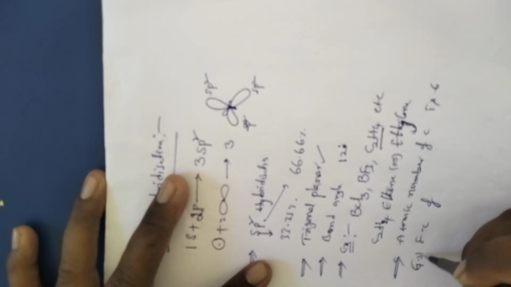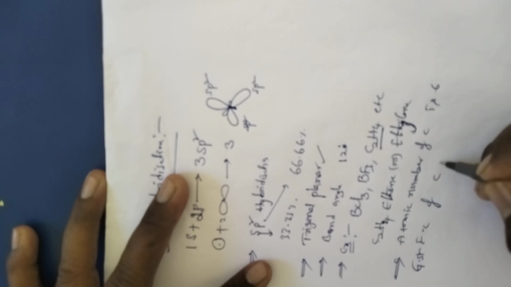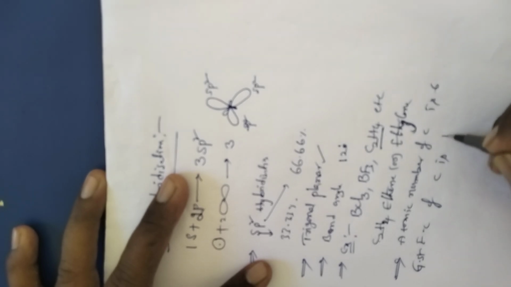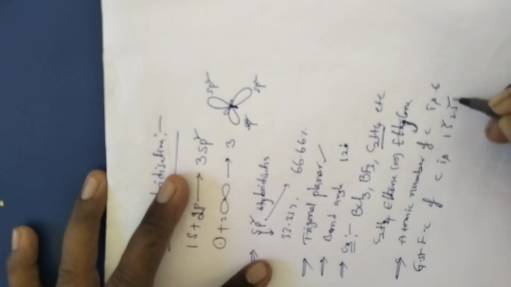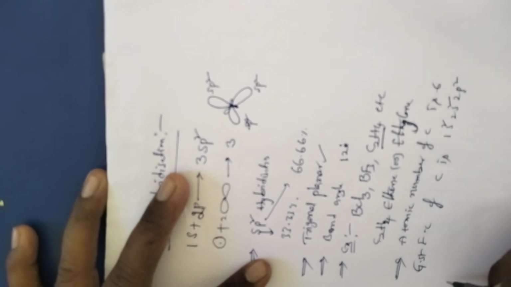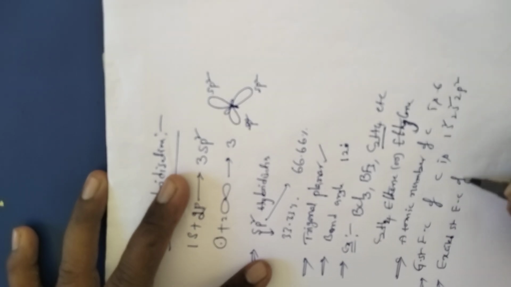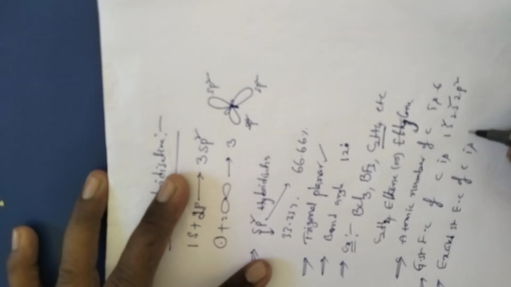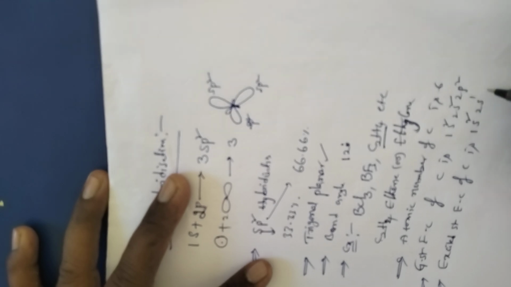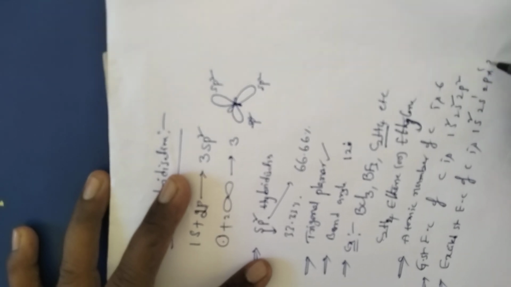The ground state electronic configuration of carbon is 1s2, 2s2, 2p2. The excited state electronic configuration of carbon is 1s2, 2s1, 2px1, 2py1 and 2pz1.